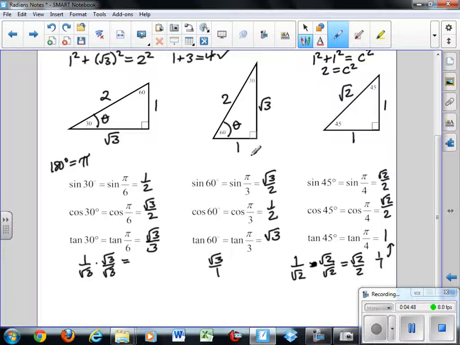Now, we're going to learn how to apply this to all the other special angles that we learned about, but this is kind of our starting point, and I wanted you to see this as kind of the basis of what we're going to be doing with the unit circle.